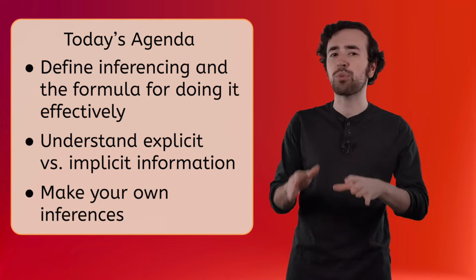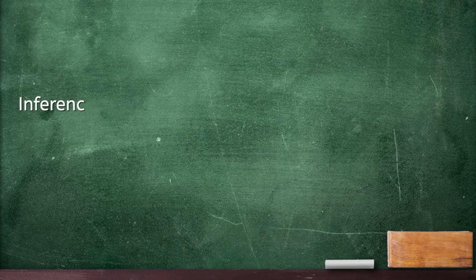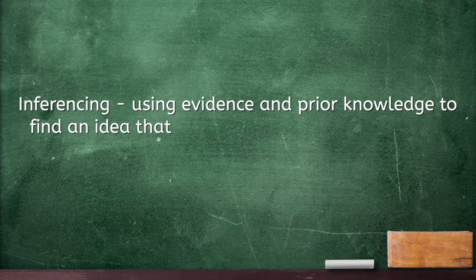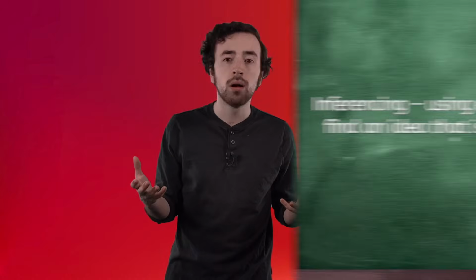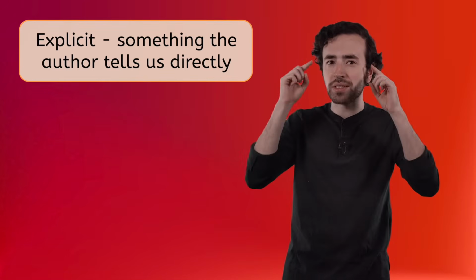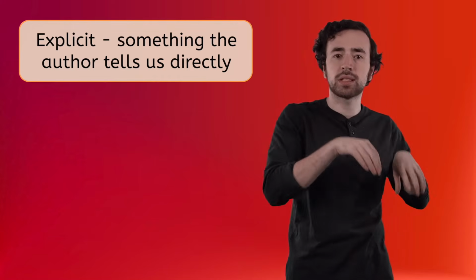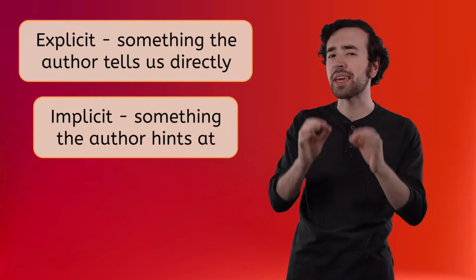Let's start by breaking down the definition of inferencing. Inferencing is using evidence and prior knowledge to find an idea that is not explicitly stated or shown. Okay, let's break it down a little more. The information that the author tells us directly is explicit. We can use the explicit to make an inference about the implicit meaning of the text, which is something that the author does not tell us directly, but that they hint at.